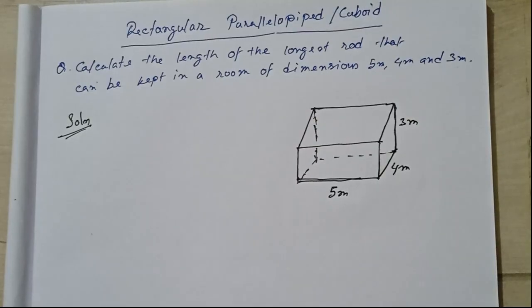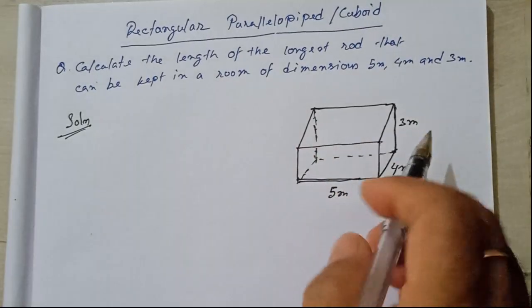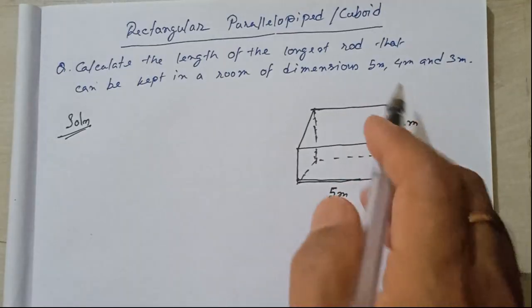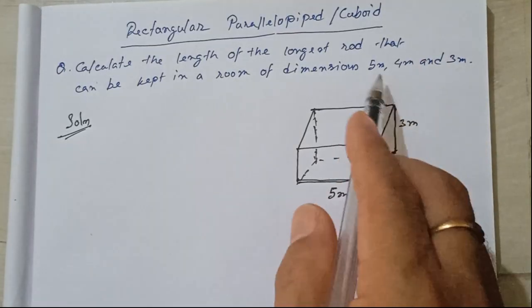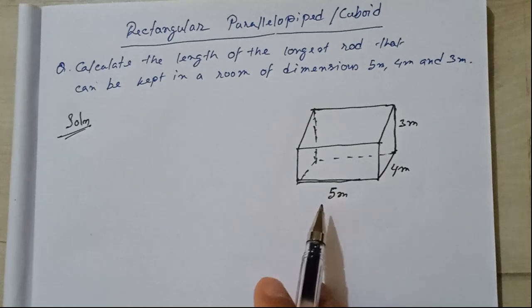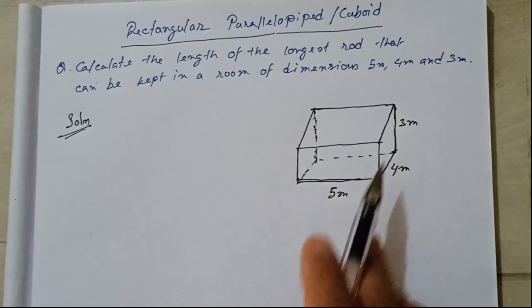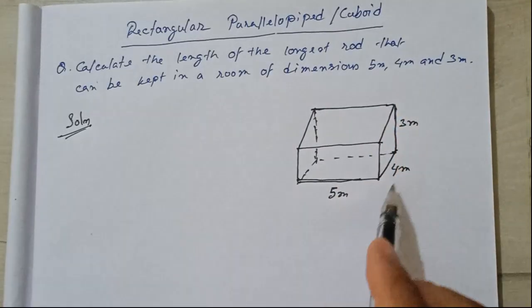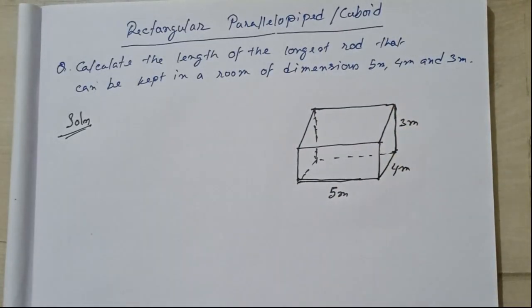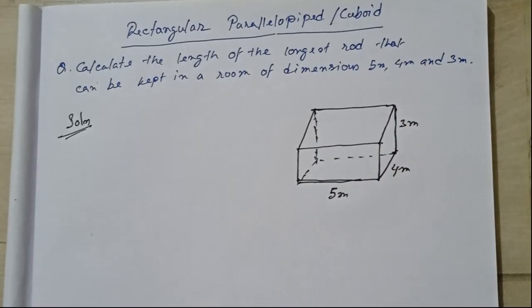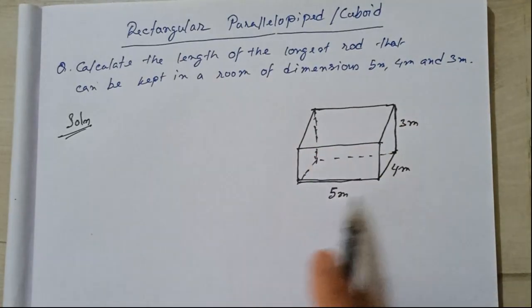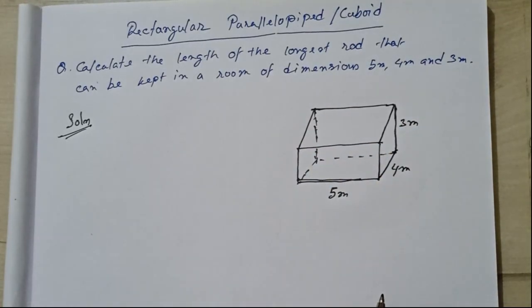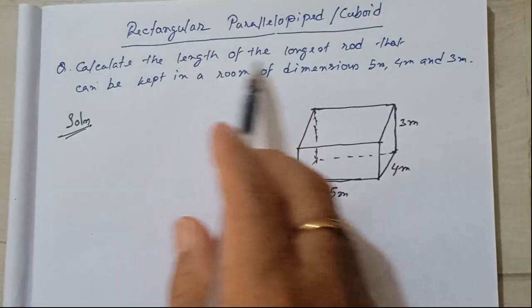Okay, you can take any one as length, breadth and height, and you can interchange these dimensions. It does not matter, but for keeping with convention, the longest one is length, then the next one is breadth, and the remaining one is height. So in this room it is cuboid shape. So we have to calculate the length of the longest rod.